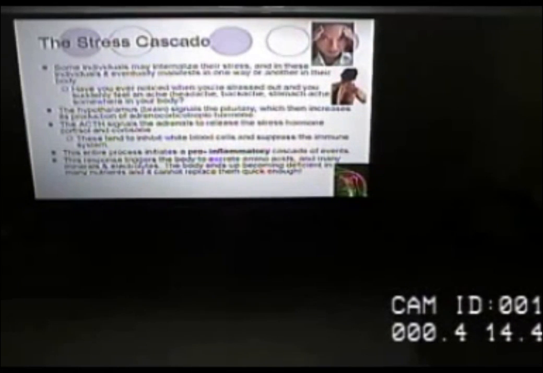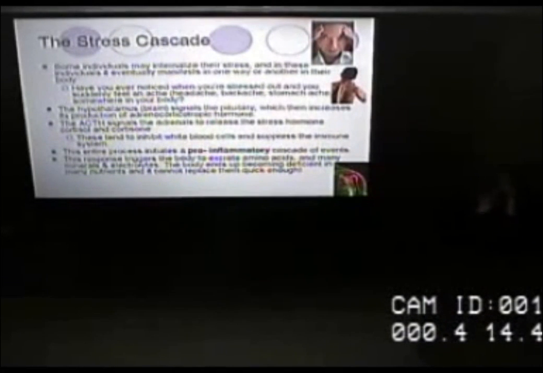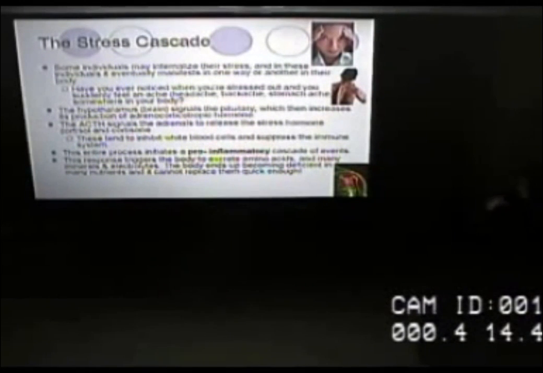The brain in the hypothalamus signals the pituitary, which increases ACTH hormone, which signals the adrenals, which are small little glands that sit on top of the kidneys that produce over 28 different hormones in the body. Your fight or flight, your sleeping, your happy hormones, which is serotonin, sleeping hormone, melatonin. So basically, they increase the amount of cortisol and cortisone, and they inhibit white blood cells, suppress the immune system.